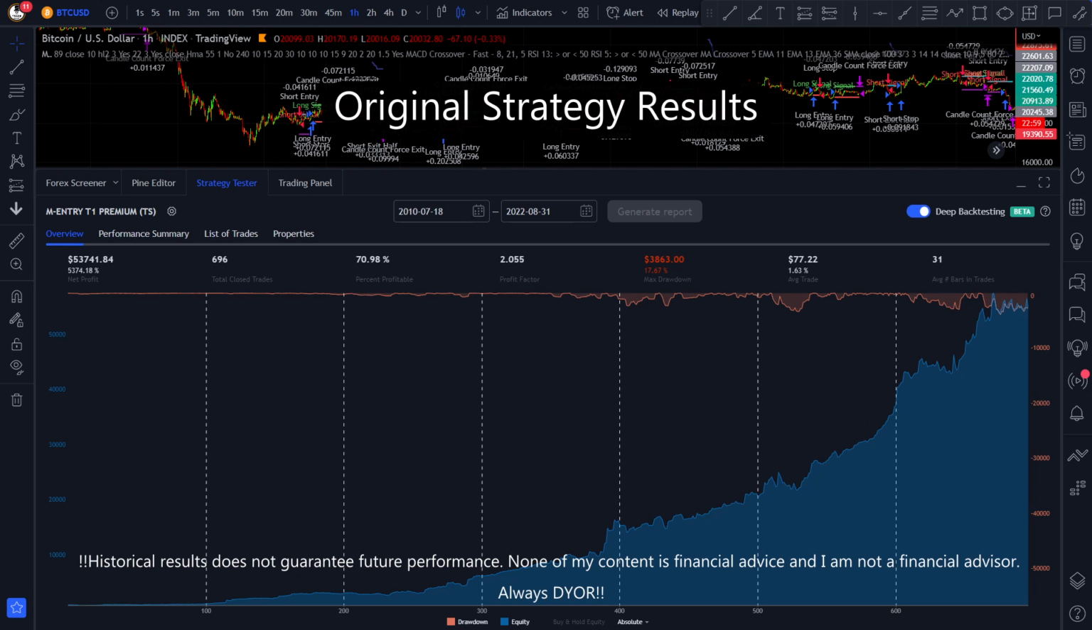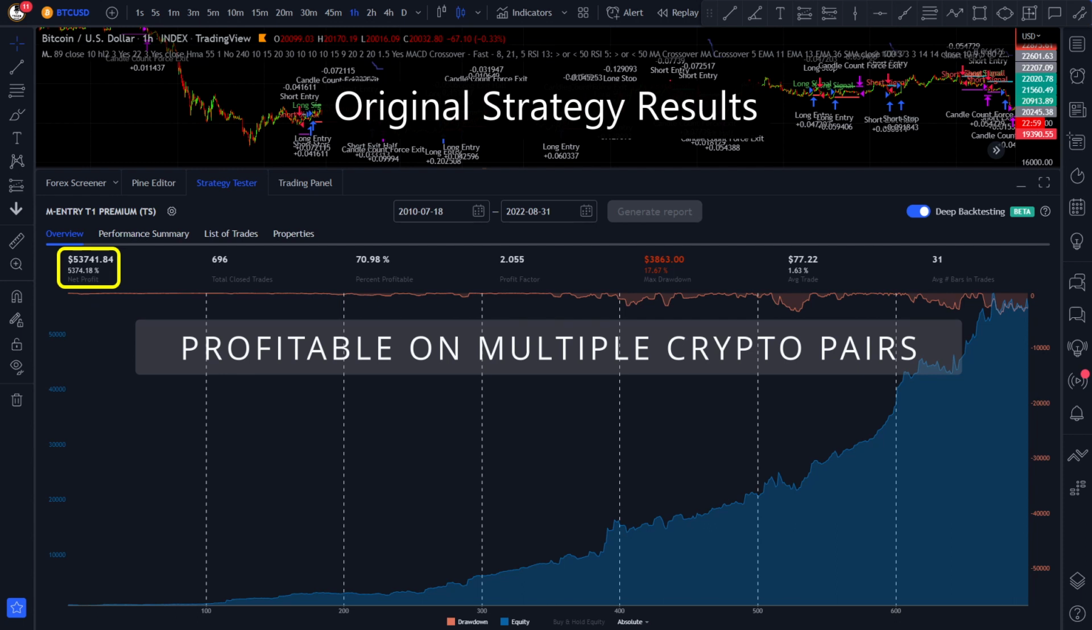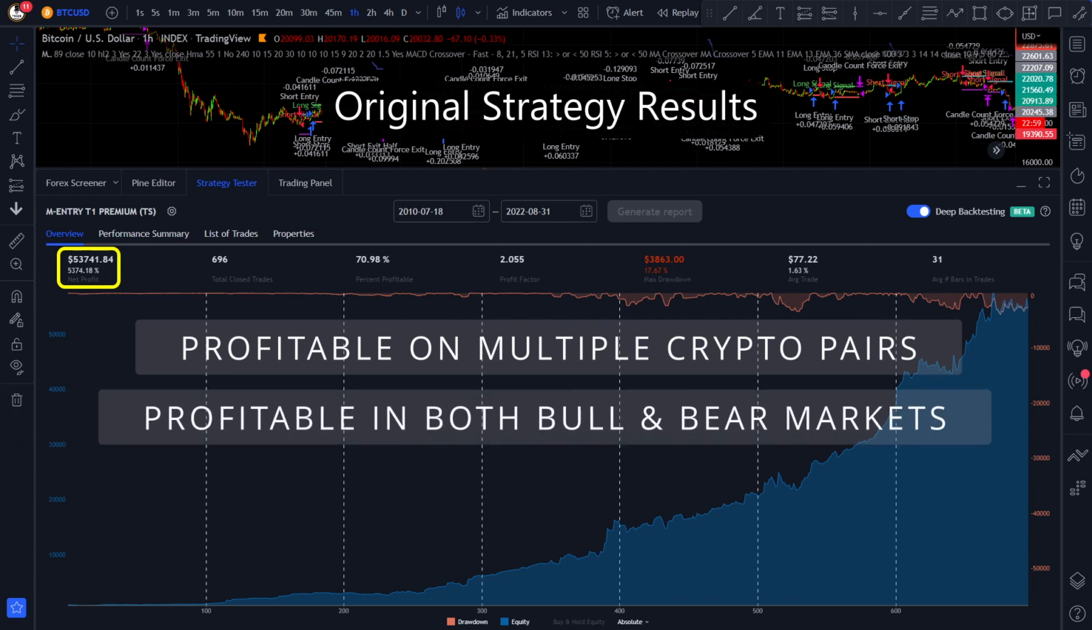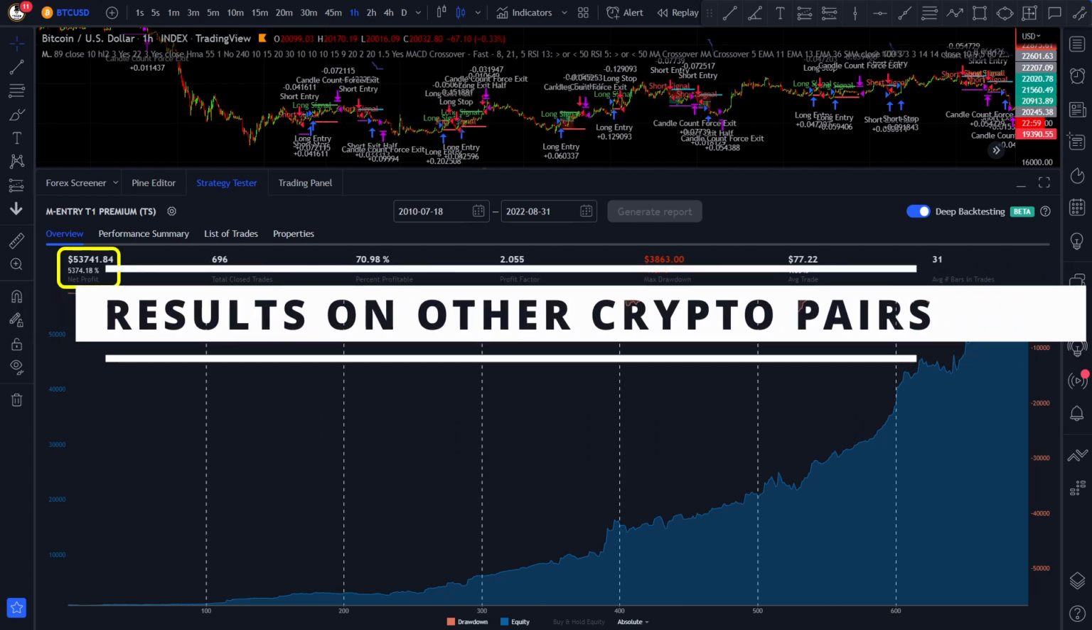Now you might think that profits like this compared to the profits that would have come with only holding Bitcoin are nothing, but keep in mind that this strategy worked on multiple crypto pairs according to their backtest and brought profits not only in bull but bear markets also. If we would have traded this strategy on multiple crypto pairs, the profits would have added up, bringing up the profits significantly. Now let me show you the strategy's performance on other crypto pairs.